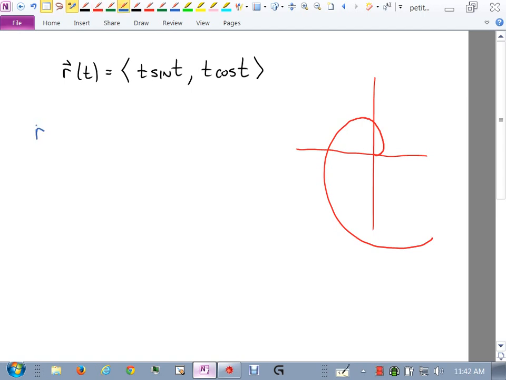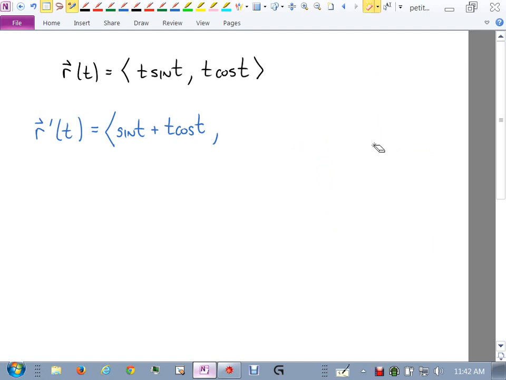Okay, now let's take the derivative. Fortunately for us, all we do is take the derivative of each component. What's the derivative of t sine t? What do you have to use there? Product rule. So you have sine t plus t cosine t. That's the derivative of the first component. What's the derivative of the second component? Cosine t minus t sine t. Everyone agree?